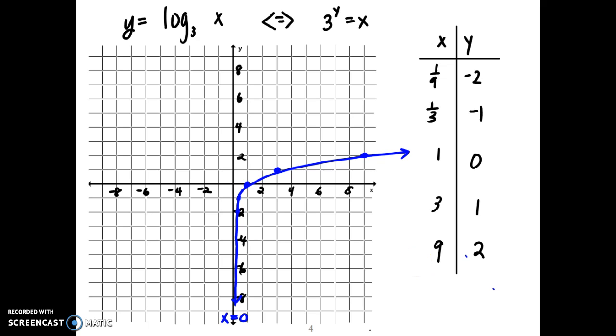And the only thing left to do is to find the domain and the range. So the range of these functions is all real numbers, and the domain is based on where the vertical asymptote is. And since we said that was the y-axis, which is x equals 0, then x has to be greater than 0. And that is it.